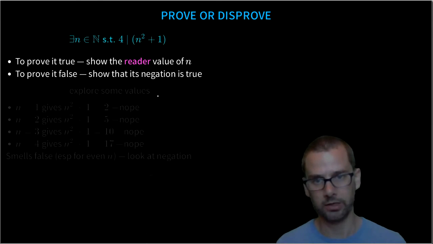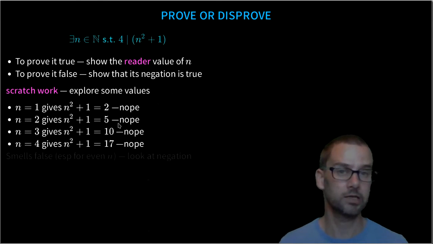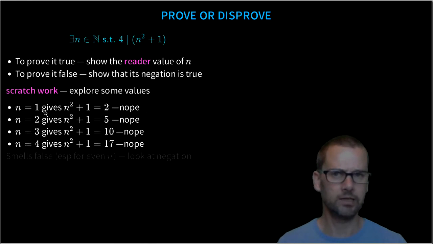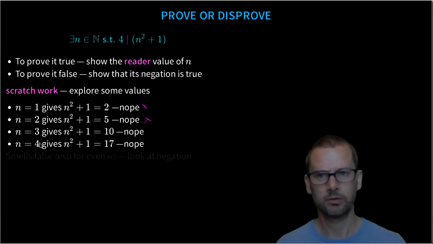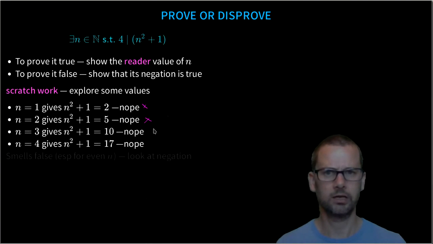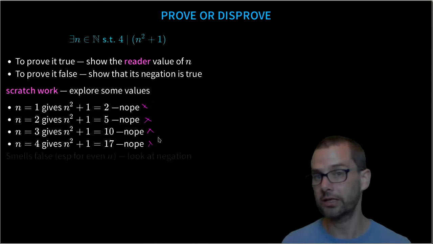So let's explore it a little bit by doing a little scratch work. We just plug in some values of n and try it out. When n is 1, n squared plus 1 is 2. So that doesn't work. 2 is not divisible by 4. n is 2, we get 4 plus 1 is 5. That doesn't work. n is 3, 9 plus 1, 10. That doesn't work. n is 4, 16 plus 1, 17. That doesn't work. So it definitely looks like it's going to be false.